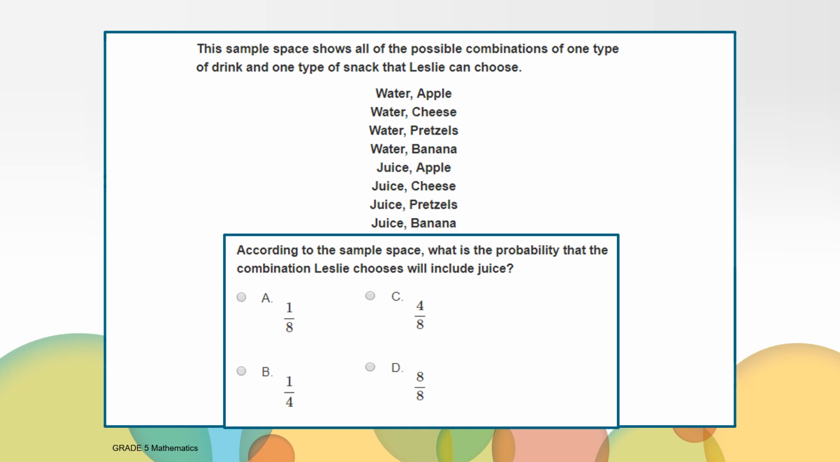So in the list, there are 4 outcomes that include juice, but there are 8 outcomes altogether in our sample space. So the correct answer is C, 4 out of 8.